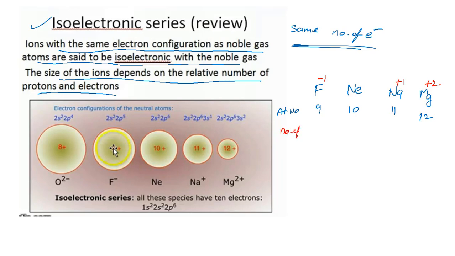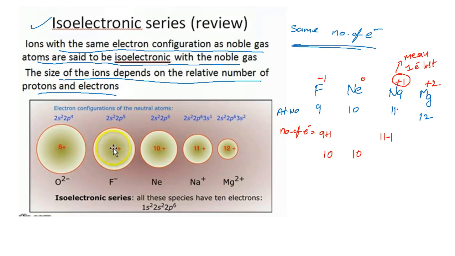So number of electrons equals 9 plus 1, that equals 10 electrons. Here 0 charge, that means 10 electrons. Here 11 minus 1. Why am I writing minus 1? Because plus 1 is the charge. Plus 1 means 1 electron is lost.